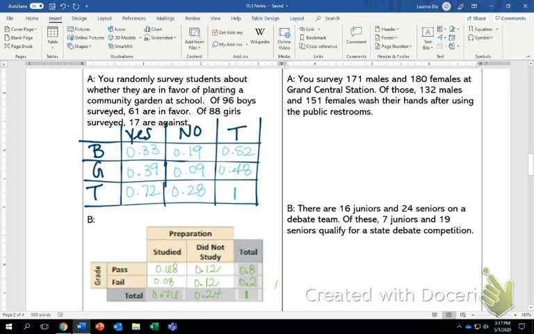Good for us. And again, this is not our two-way table. This is just our joint relative frequency, or the probability. And now we're going to use these particular numbers to answer some conditional probabilities.